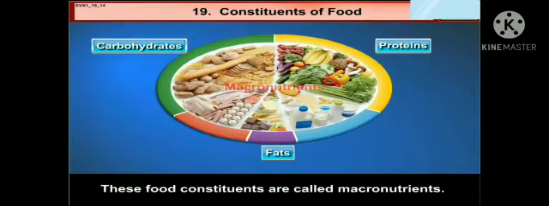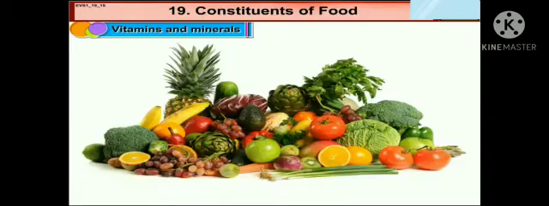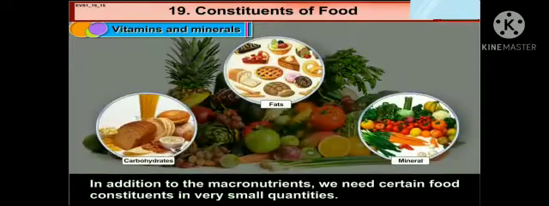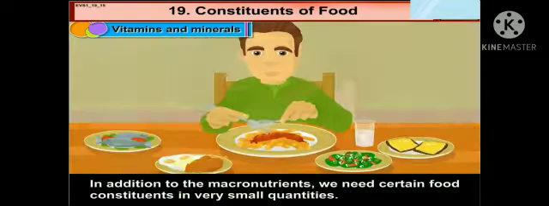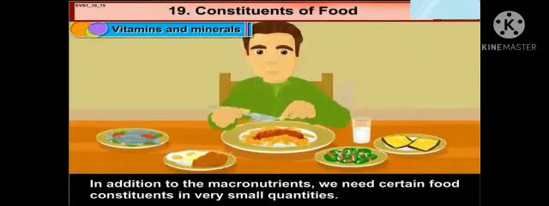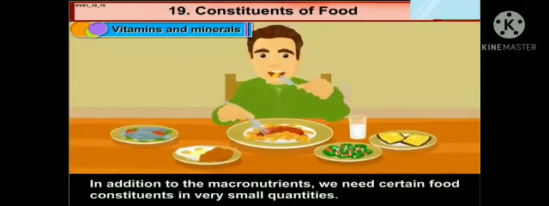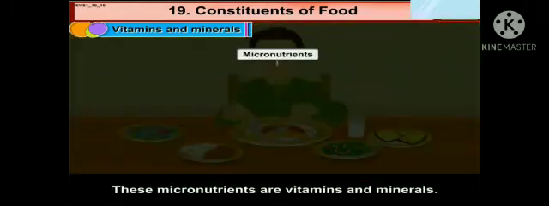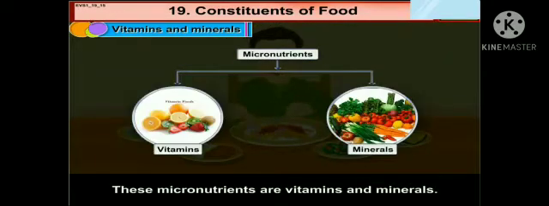Our body requires carbohydrates, fats and proteins in large proportions. These food constituents are called macronutrients. Vitamins and minerals. In addition to the macronutrients, we need certain food constituents in very small quantities. These micronutrients are vitamins and minerals.